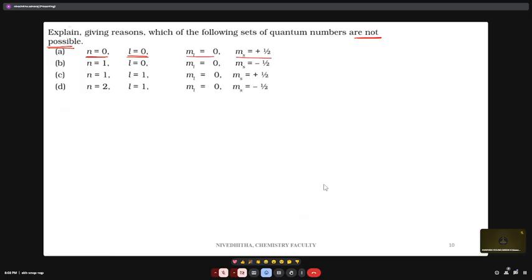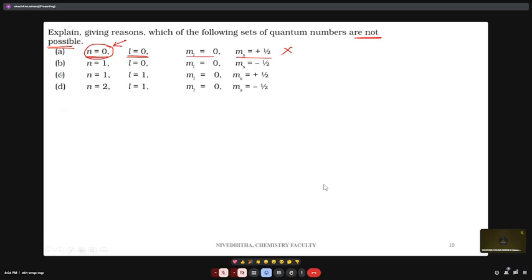For the principal quantum number, we know the minimum value is 1. But here the value is 0. Is it right or wrong? For the principal quantum number, the value should be 1, right? And it is not 0. So, of course, this is wrong because the principal quantum number can never be 0.